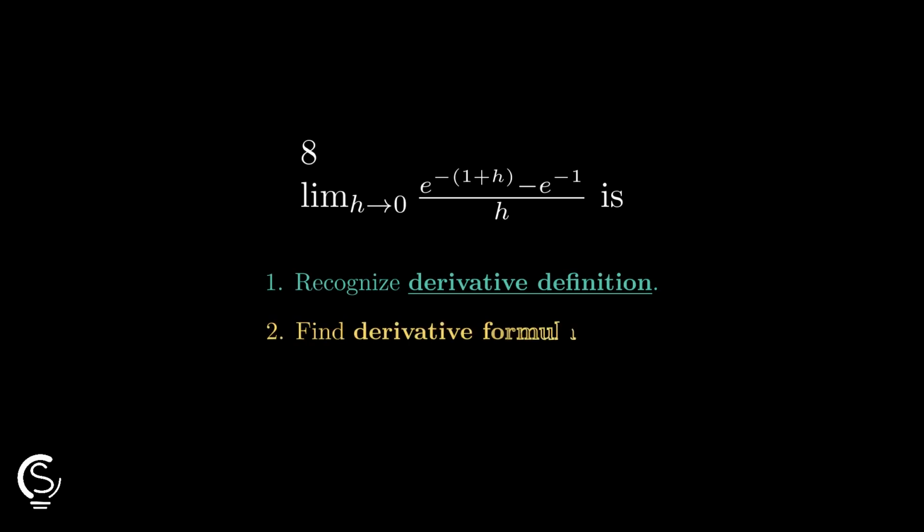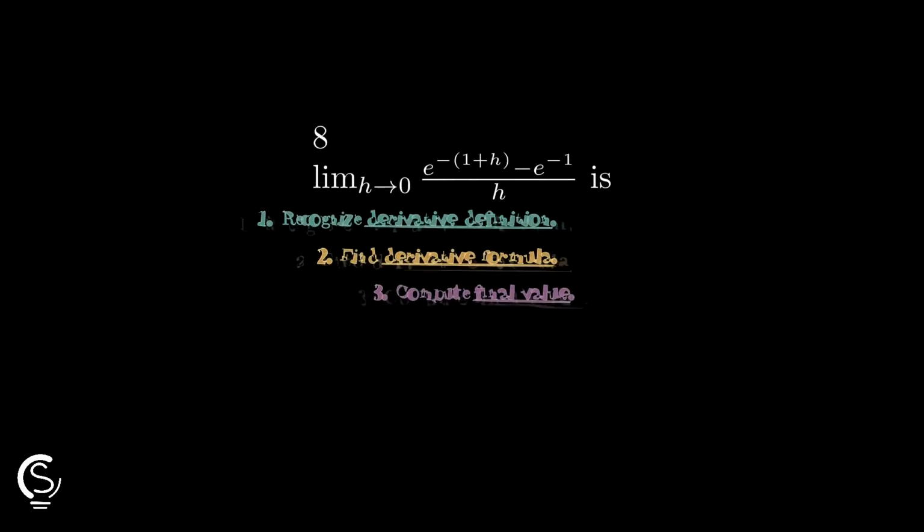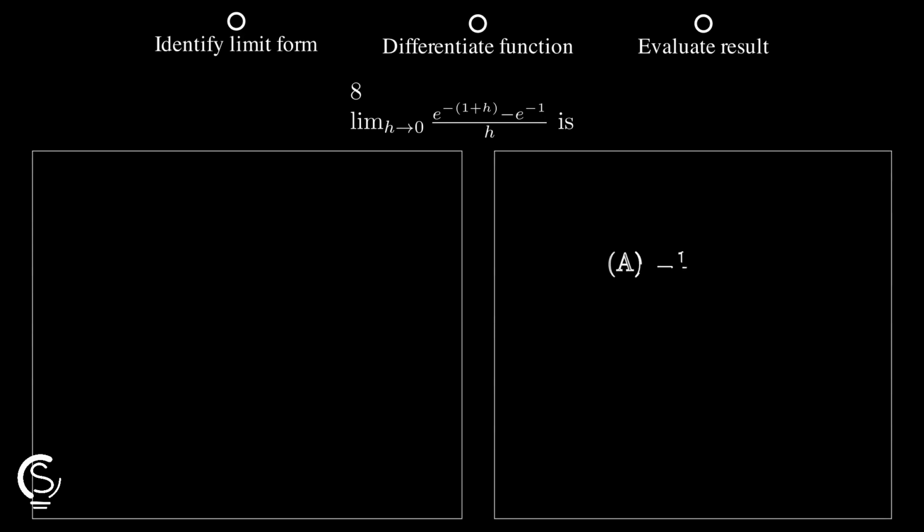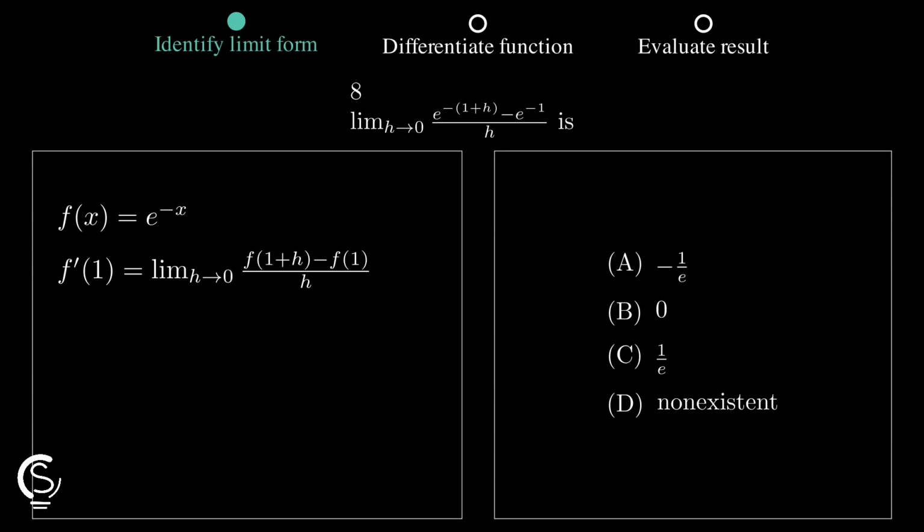I got your back. Calculus limits often look intimidating, but you can solve this specific problem in under 60 seconds by recognizing the formal definition of a derivative right now. Notice this limit matches the definition of a derivative. We are looking for the derivative of f of x equals e to the negative x evaluated at x equals 1.